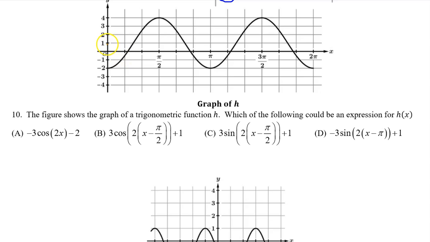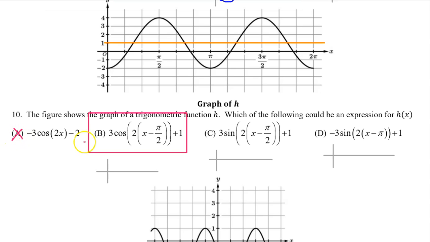Let's do the same thing again for number 10. We can tell that the midline is right here, halfway between the highs and the lows. This midline matches the D value of options B, C, and D. It does not match option A. So right away we know that A is not the answer.